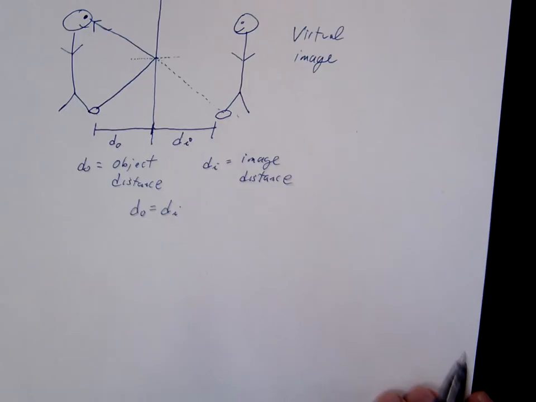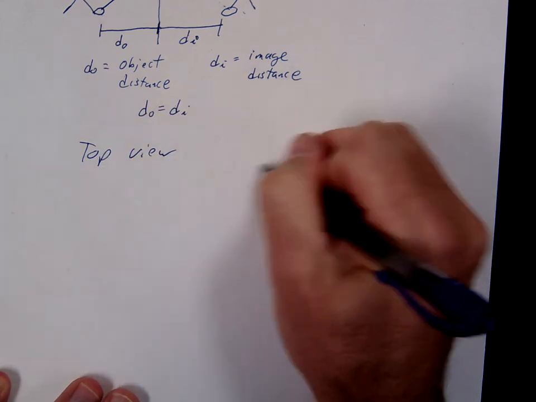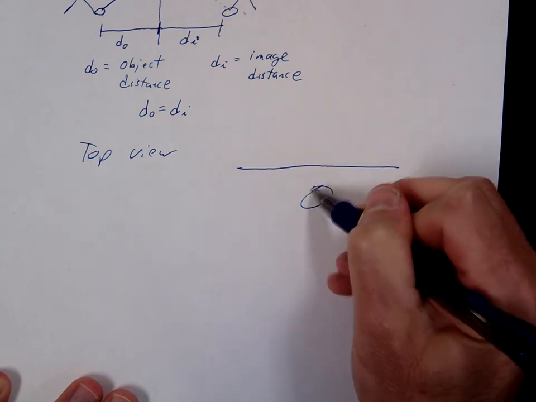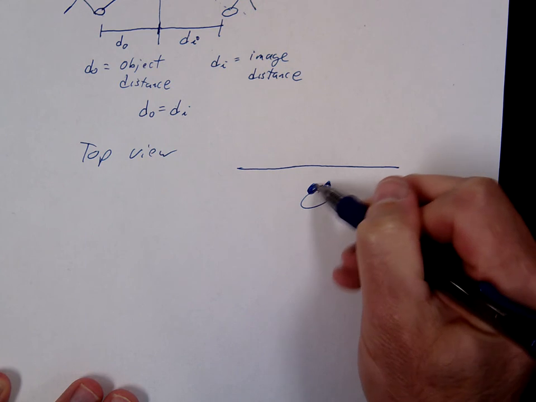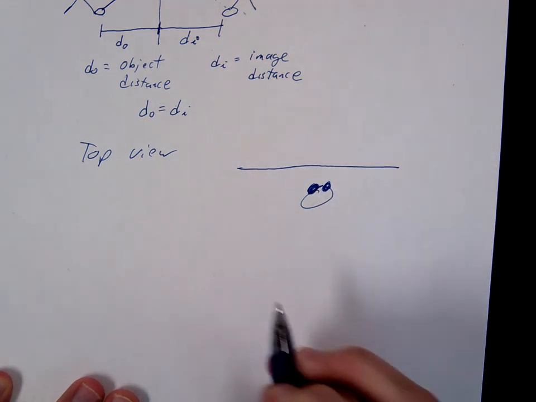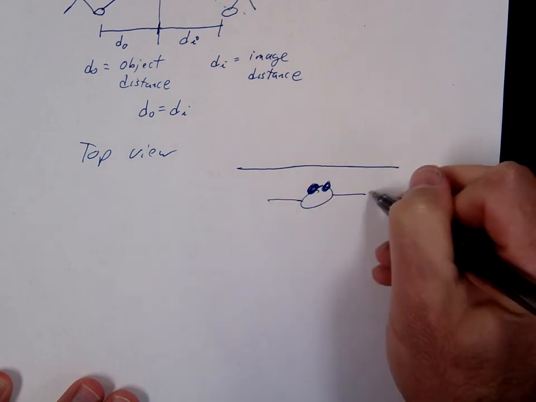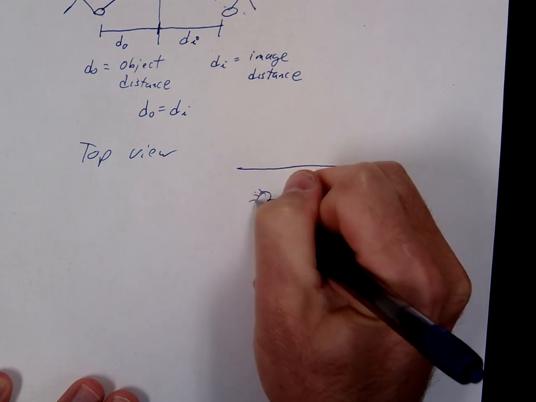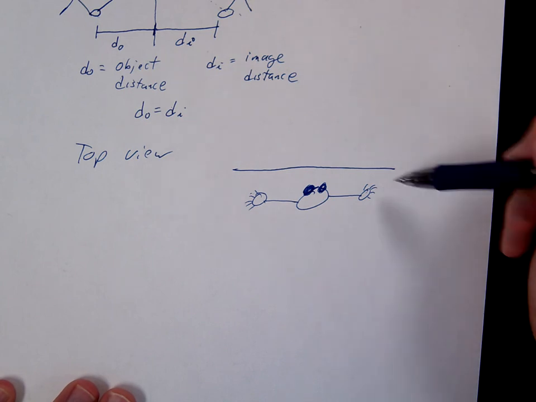Oh, let's look at one other aspect. Let's look at a top view of this. Here's you. Here's the top of your head. Here's your eyeballs. It's going to be a top view. Here's the mirror. Here's your arms. Here's your hand. My artistry is not improved.